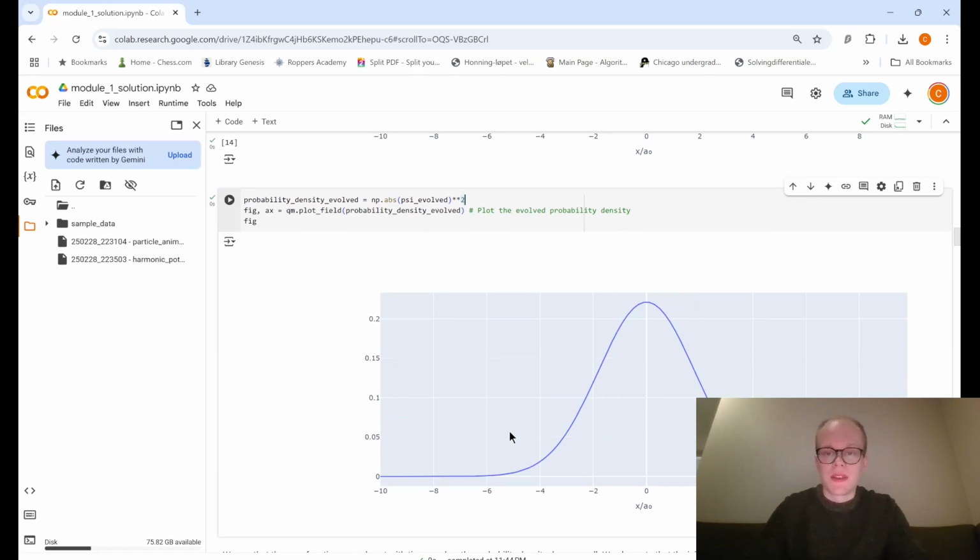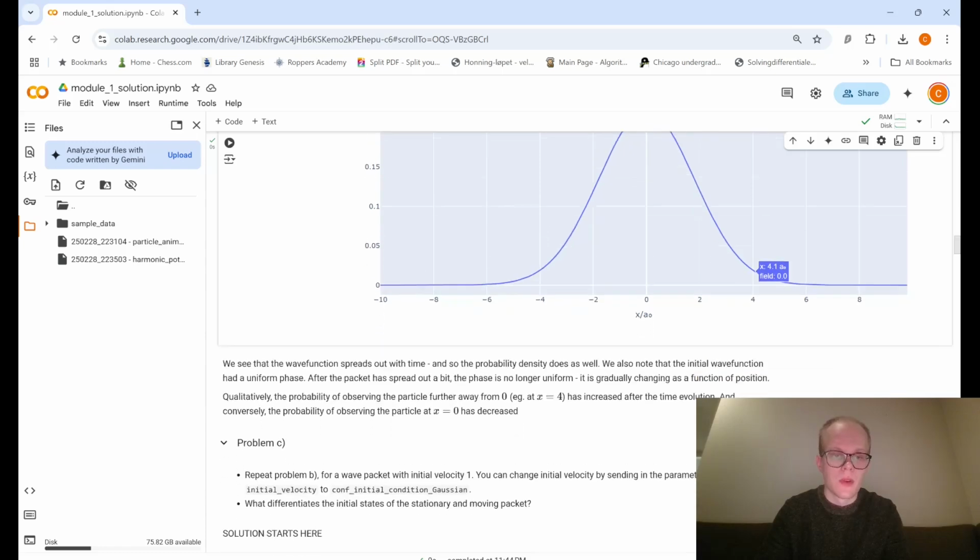So what does this tell us? It tells us that initially, if you were to check the probability of measuring the particle at x equals 0, that's higher in the beginning than after a bit of time evolution, because the probability distribution is spread out. On the other hand, after a bit of time, the probability of measuring the particle at x equals 4, for instance, a bit further out, is going to be higher after the time evolution.